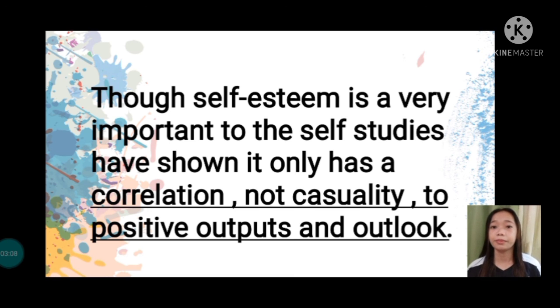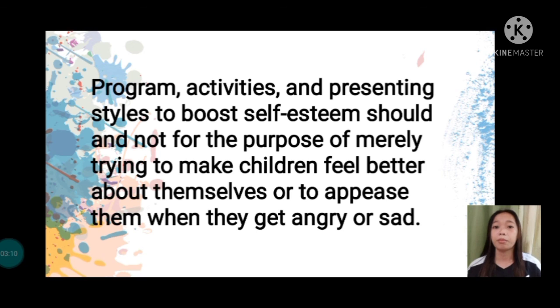Last. Programs, activities, and teaching styles meant to boost self-esteem should not be done merely for the purpose of trying to make children feel better about themselves or to appease them when they get angry or sad.